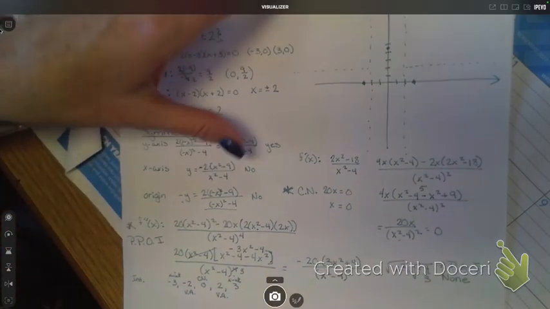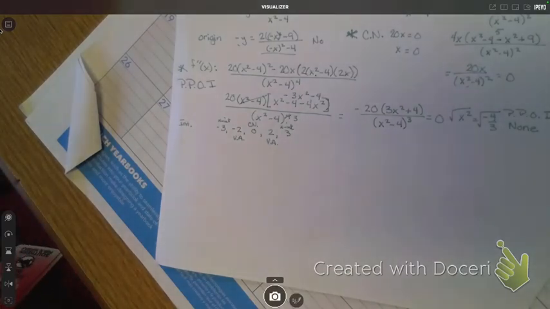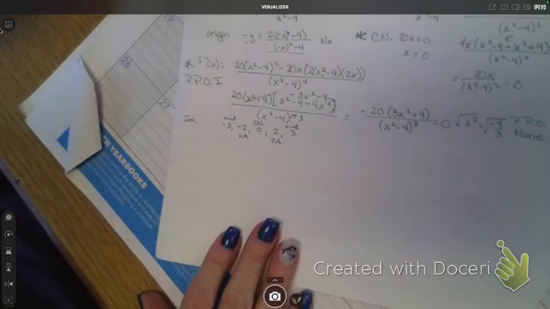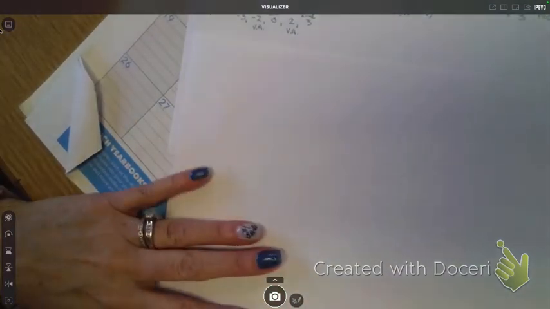Okay, so now let's make our chart. That's the last thing I have to do. Uh-huh. Well, and then graph. I'm running out of work. Me too. Oh. Okay.